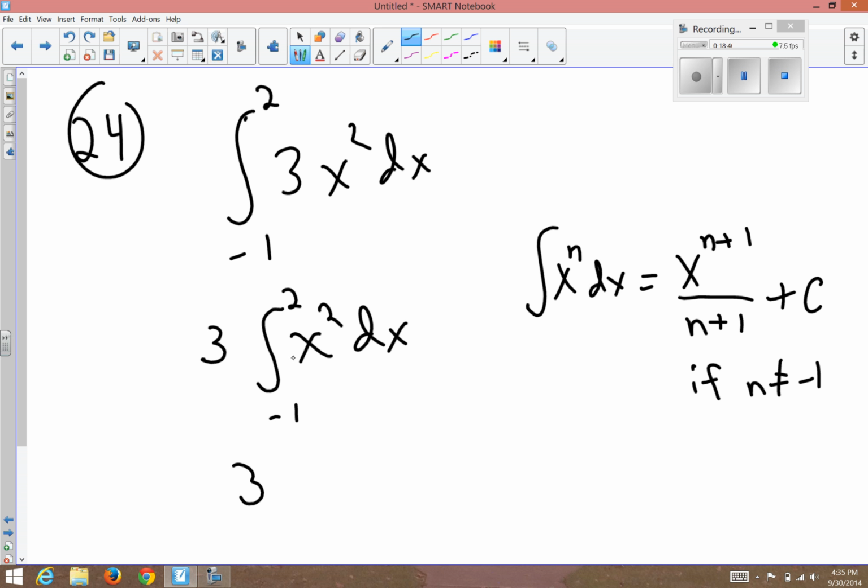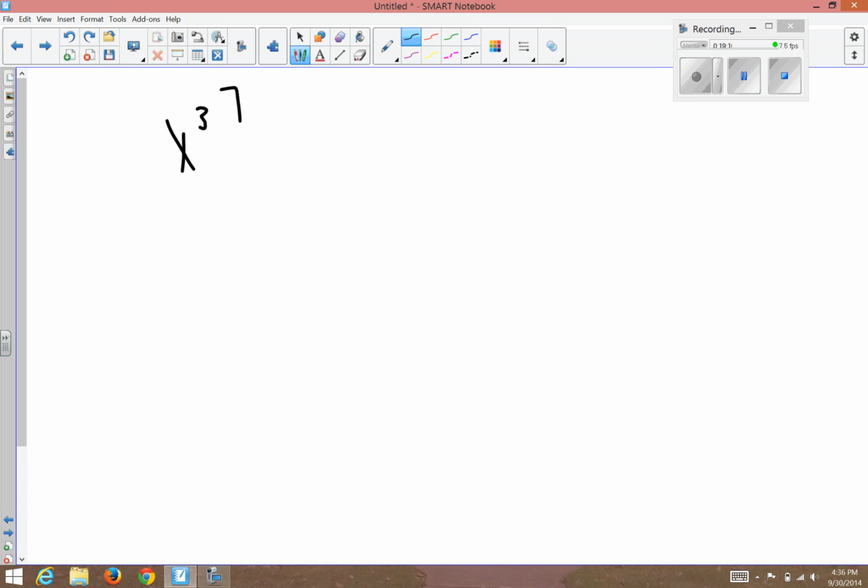Bring down the 3. The integral of x to a number, dx, is x to this number plus 1 over the same thing I just said. Plus c, any constant, we're going to use 0. Put a bracket, 2 up there, negative 1 down there. Before we plug in these numbers, you should notice these 3's cancel, which means this 3 up here and this 3 down there cancel. So we just have x cubed with the bracket attached, and the numbers are 2 up here and negative 1 down there.